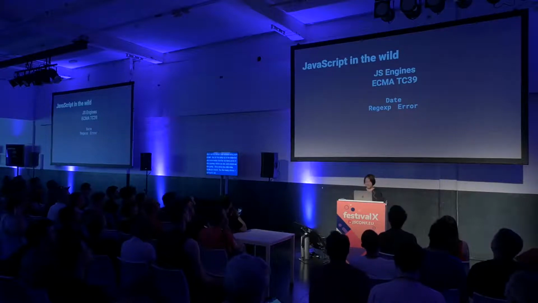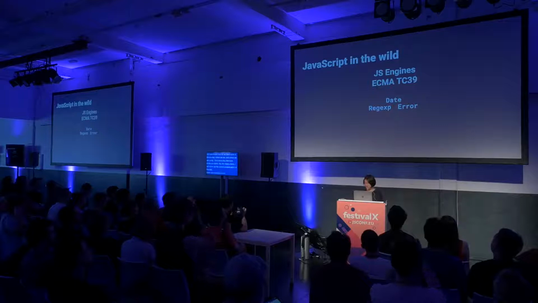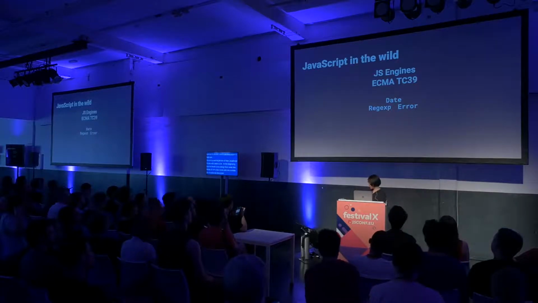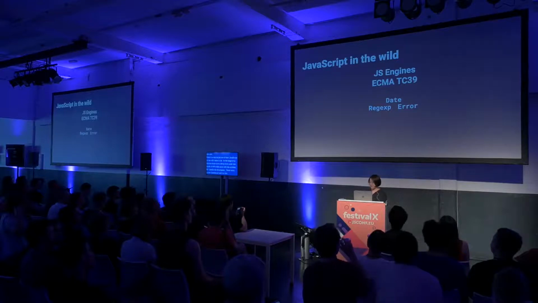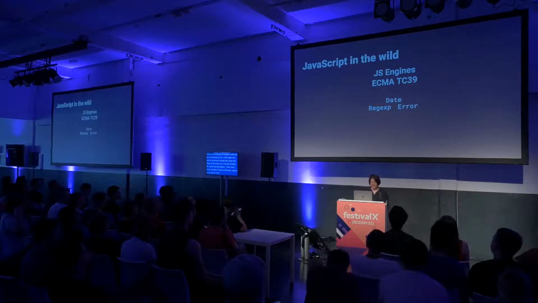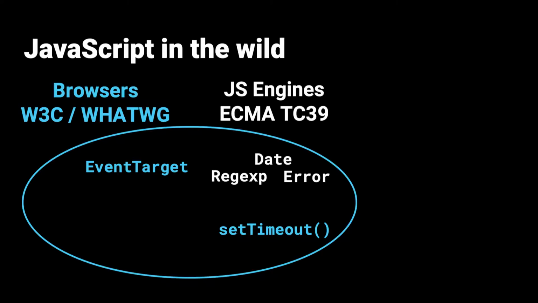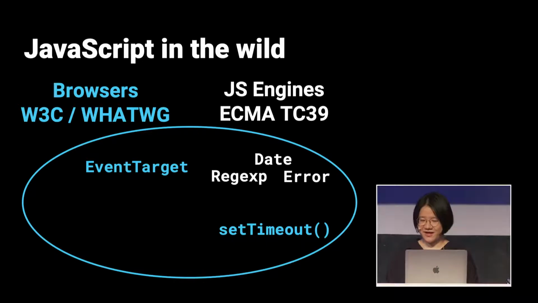So here is a mental picture of how JavaScript in the wild came to be. In the beginning, before Node came along, there were two kinds of APIs that came with the runtime for JavaScript developers. There were some JavaScript built-ins, like Date, regular expressions, and errors that were part of the language, standardized by TC39 and implemented by JavaScript engines. There were also host APIs, and at that time, hosts were basically just browsers. These APIs were implemented by the browsers and are more or less standardized by organizations like W3C or WHATWG.